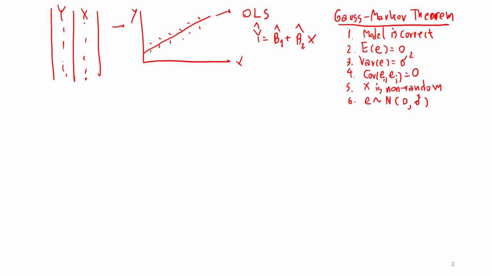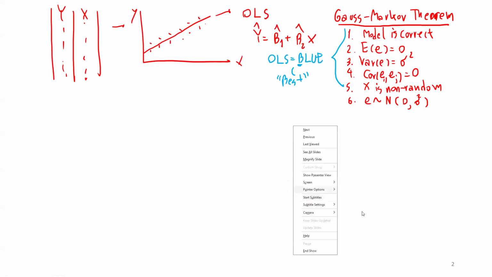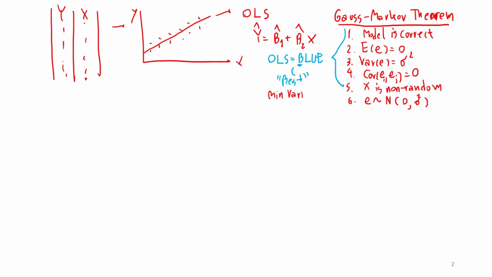Then the Gauss-Markov theorem said that if rules 1, 2, 5 are followed, OLS is BLUE. BLUE means the best linear unbiased estimator. Why is it best? Because you have the minimum variance, minimum sigma error hat squared.